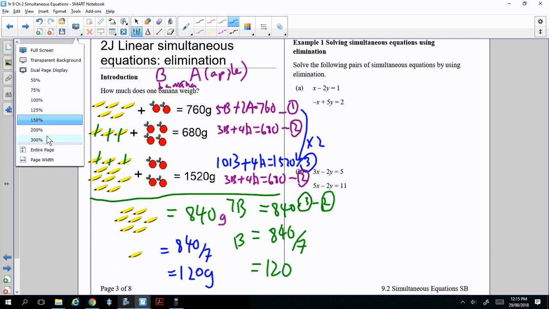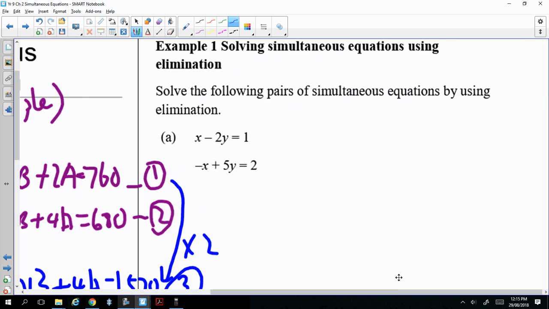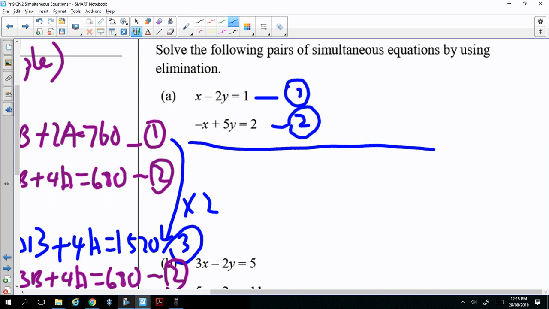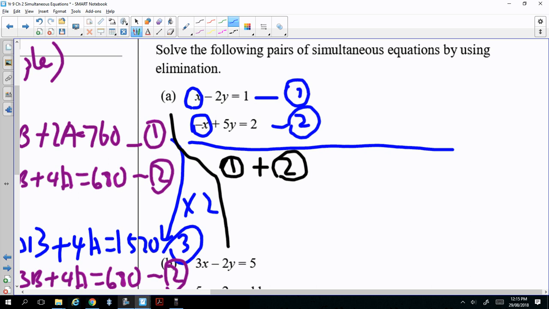Okay, let's look at this one. Number 1, number 2. In this case, we're not going to subtract the two equations. We're going to add the two equations. Why do I add them? Because when you add 1 plus 2, x plus negative x is 0. They get eliminated. And then you do negative 2y plus 5y.